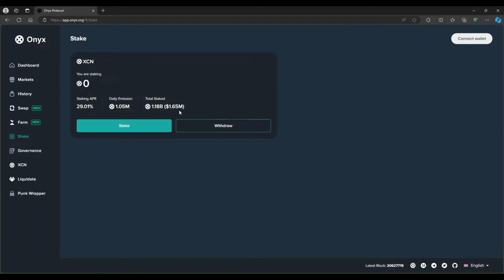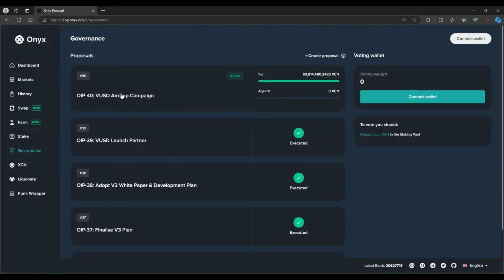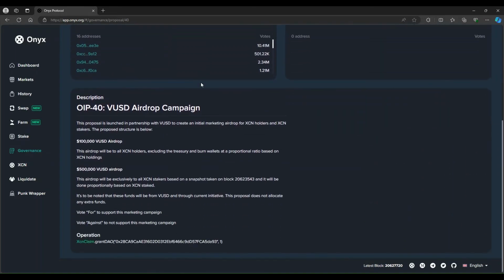But now we're going to get into a little bit more here. We talk about governance, and the one thing that's up for vote right now is the VUSD airdrop campaign, because VUSD is going to be the stable coin that is launched on the Onyx protocol here. Let's take a look at what it is.